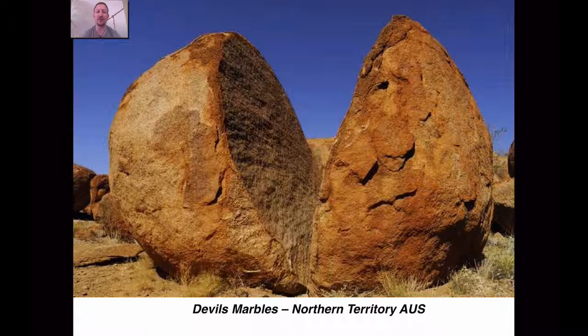Now look at these Devil's Marbles, which are in the Northern Territory of Australia, and you can see that they've been sheared in half. No one's come along and smashed them. These are the size of a grown man. So what's happened is that process has occurred, and you can see the crack, and the water has got into those cracks and split it apart over millions and millions of years.